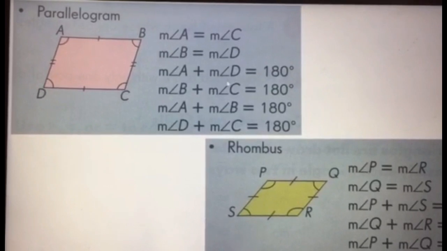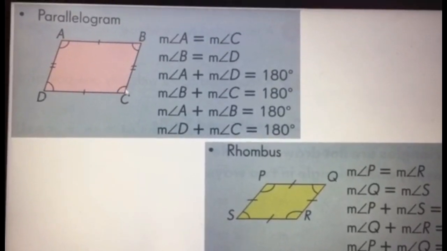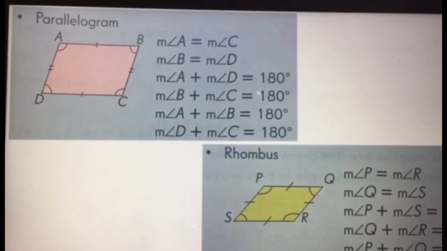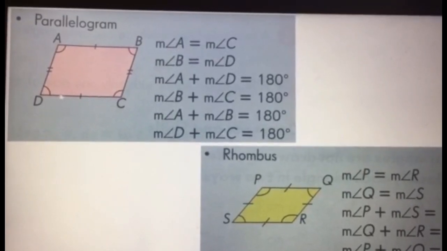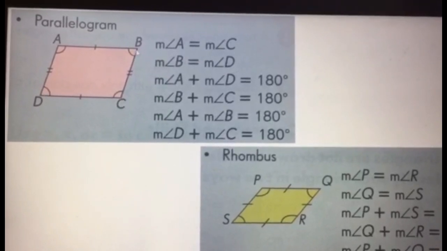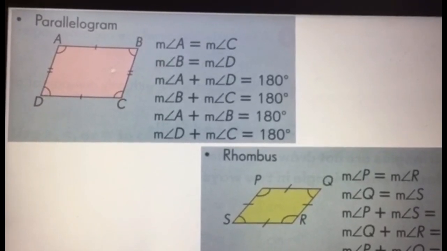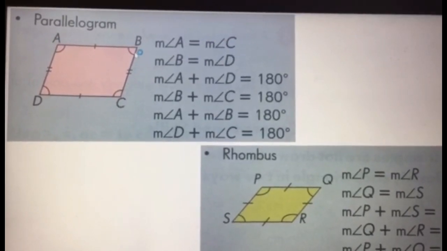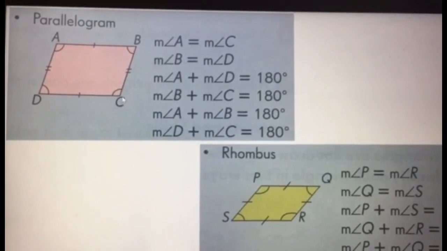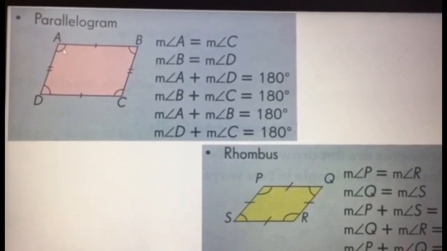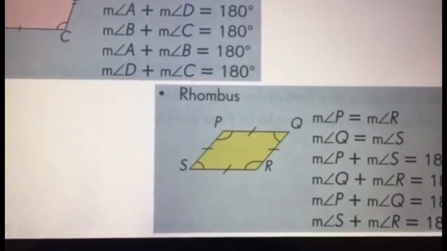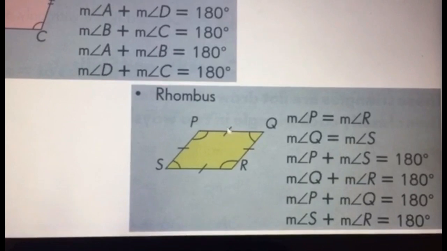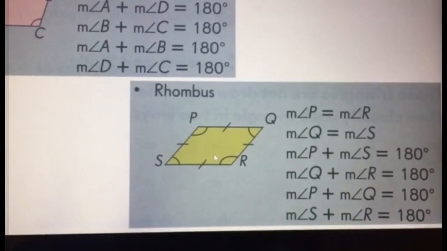And the angles between the parallel lines add up to 180 degrees. And the opposite two angles are the same. So angle D is the same as angle B, angle A is the same as angle C. And angle B and angle C add up to 180 degrees. Same for angle A and angle D. With a rhombus, everything is basically the same, except that it has four equal sides.